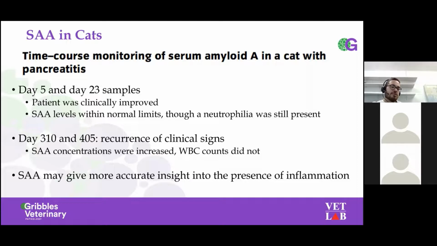And then conversely, at days 310 and 405, there was an occurrence of clinical signs, so the cat appeared clinically unwell. At that time, serum amyloid A concentrations were increased, but white blood cell counts were not. So it was suggested that the changes in SAA concentrations seem to mirror changes in the clinical condition of this cat better than the leukogram did. So if you were just using the leukogram to monitor this patient, you were potentially missing a piece of the puzzle.